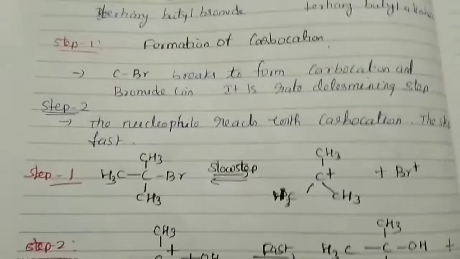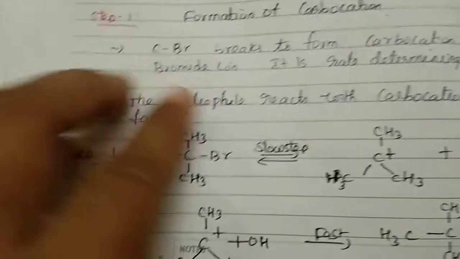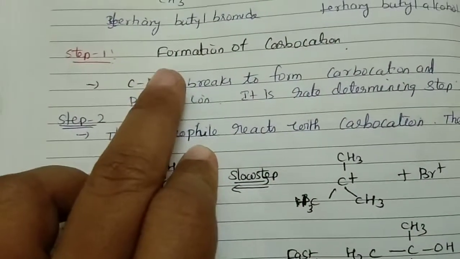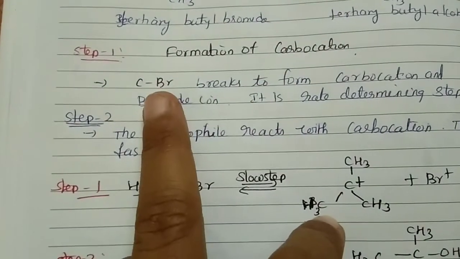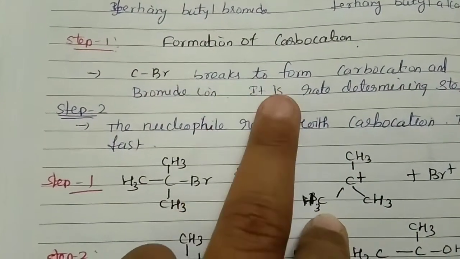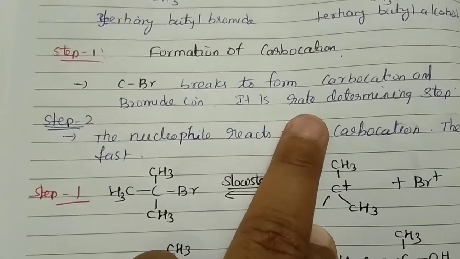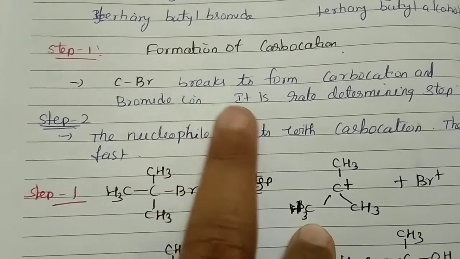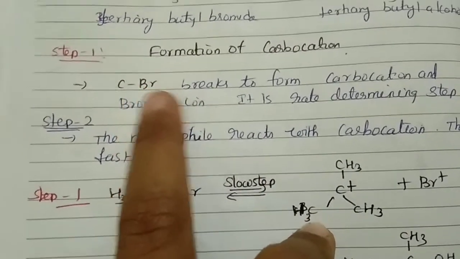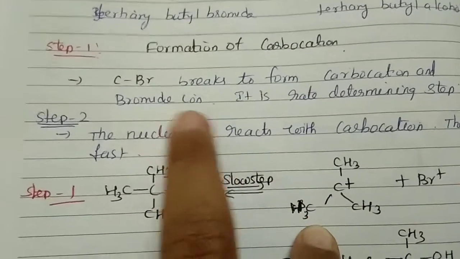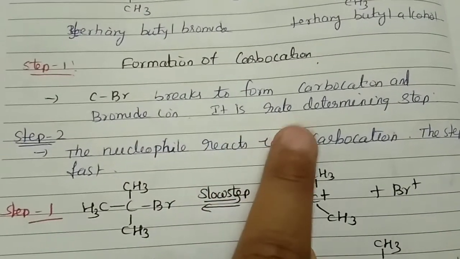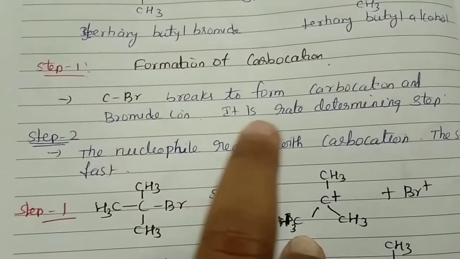Mechanism: it is a two-step process. Already I told you it is a two-step process. Step 1, formation of carbocation. The carbon-bromine bond breaks to form a carbocation and bromide ion. It is the rate determining step. So step 1 is the rate determining step.